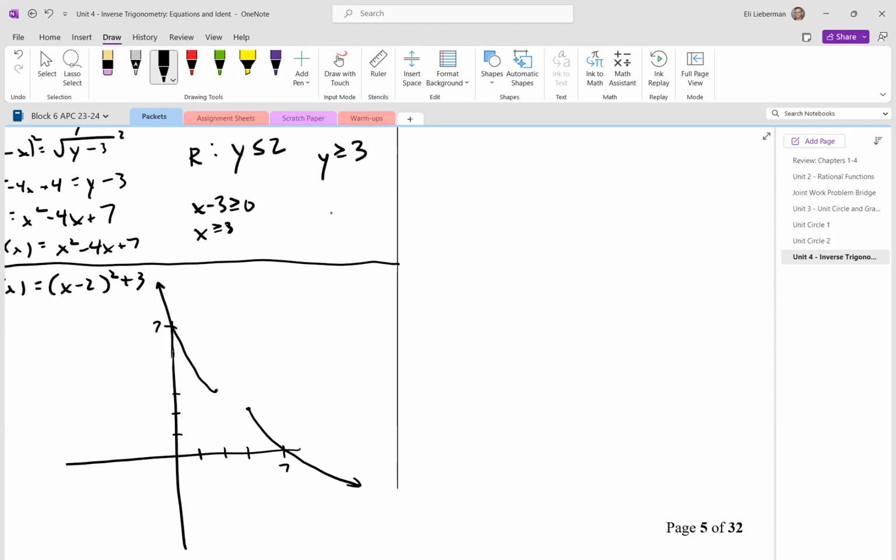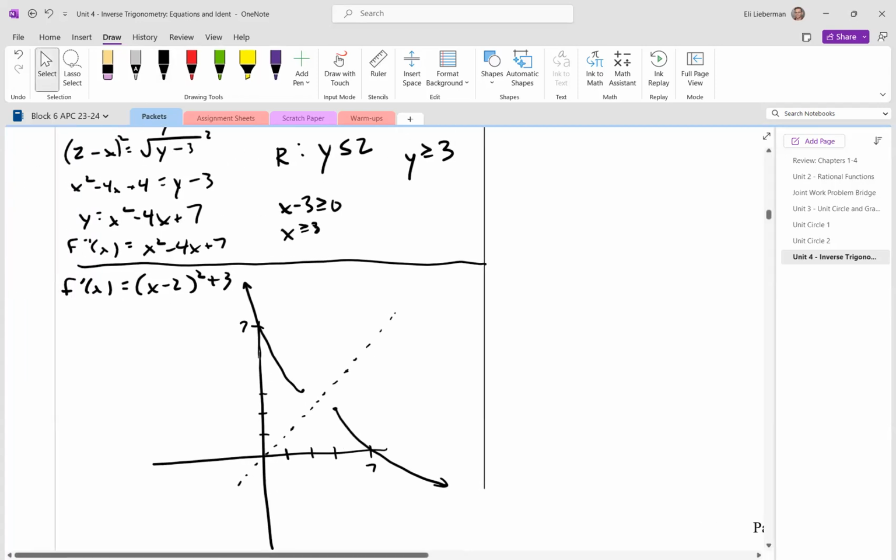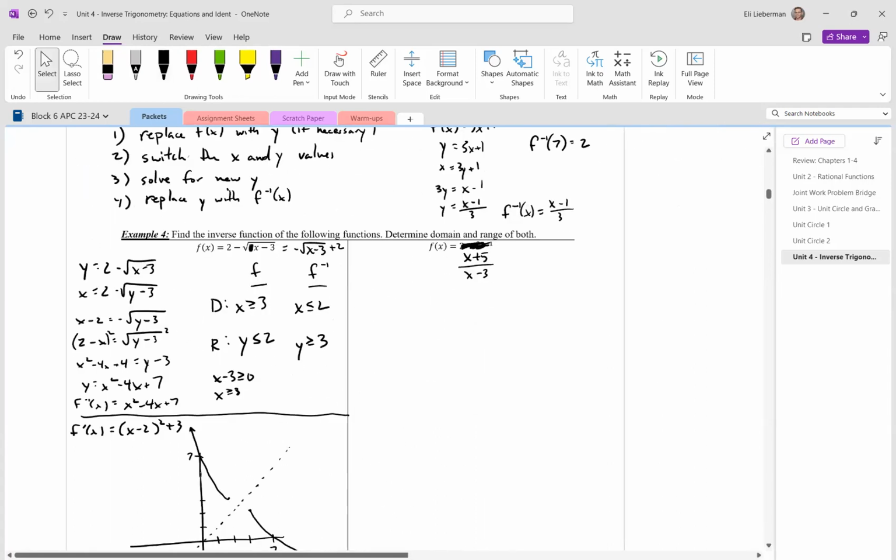Does it sound familiar? Symmetric with respect to the line y equals x, which is the same thing as x equals y. Yeah. There we go. They're symmetric with respect to this line. That's one property of a function and its inverse. I've heard that before. Yeah. Symmetry there. Cool. I think I got to everything here.